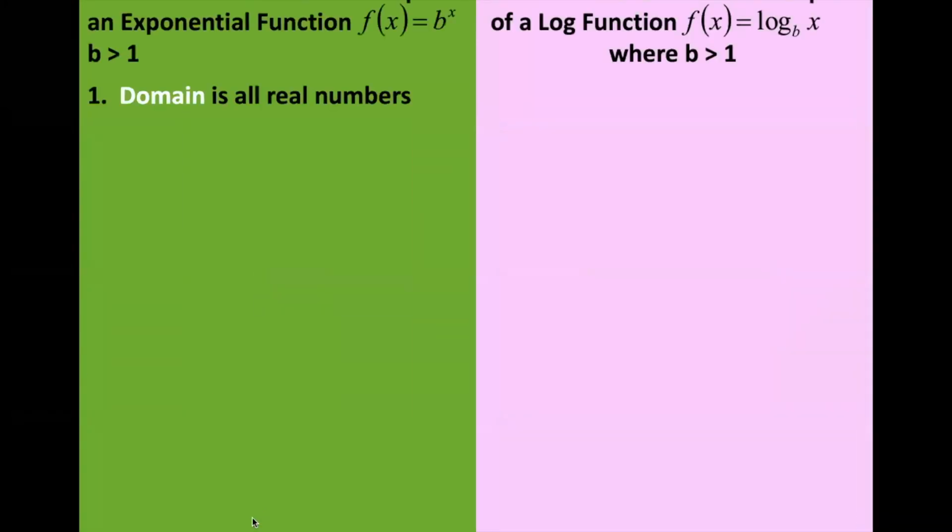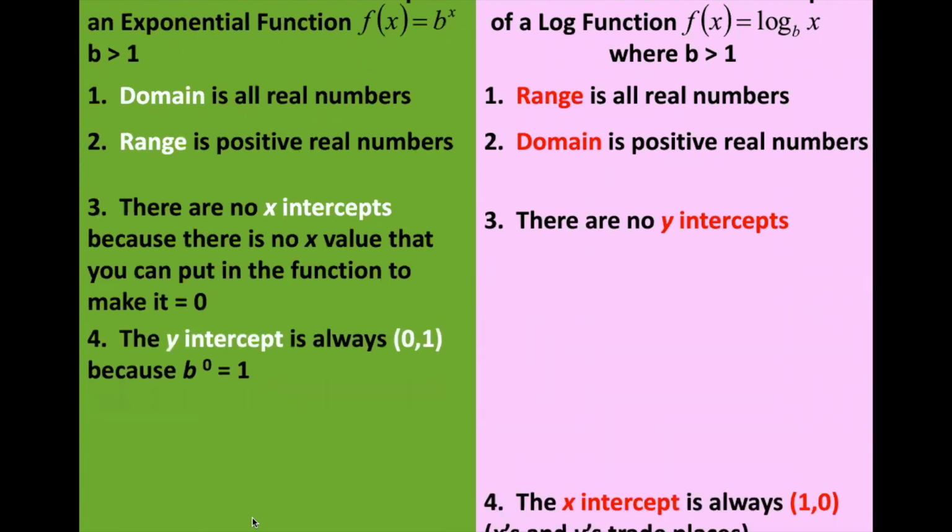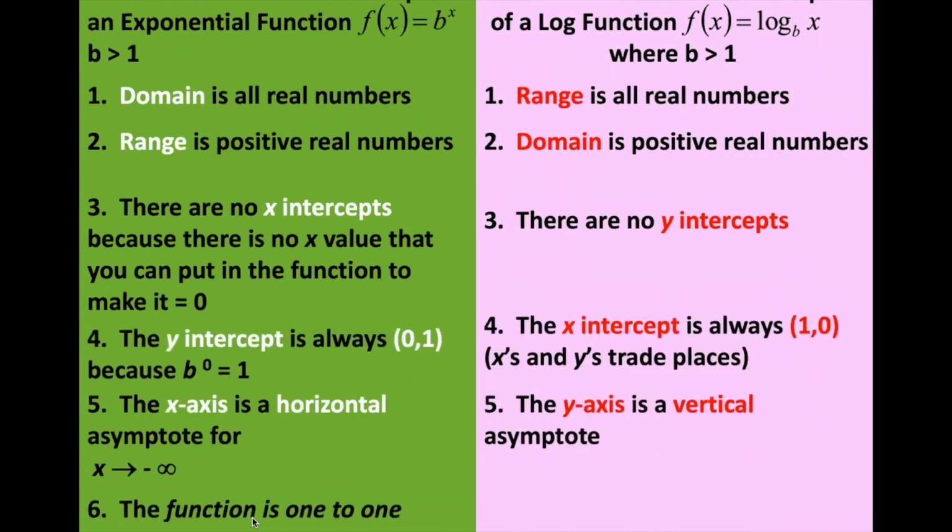So again, we recall the different properties of the exponential function and logarithmic function. Since they are inverse of each other, the domain and range interchange. Domain is all the real numbers. On the other hand, for logarithmic, it's the range that is all real numbers. The range is positive real numbers for exponential. For logarithmic, it's the domain. No x-intercept for exponential, no y-intercept for logarithmic. The y-intercept is (0, 1).